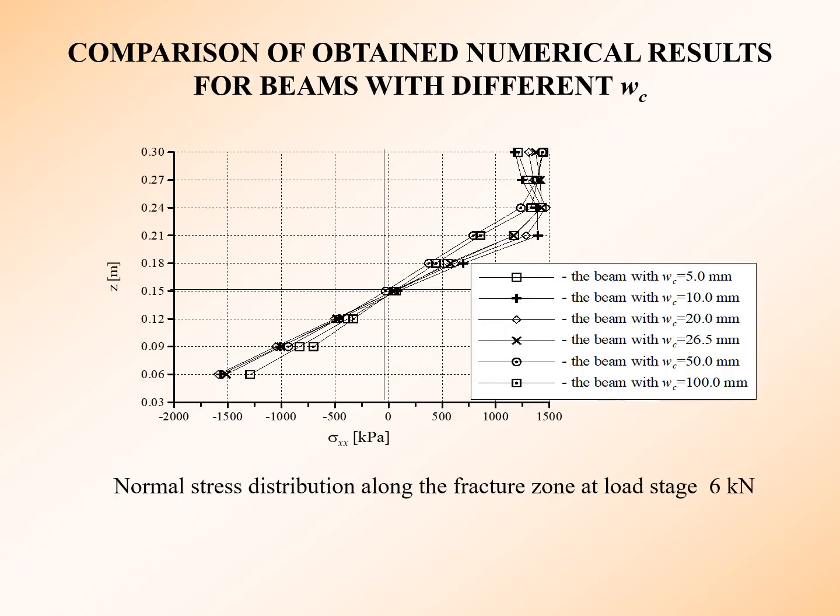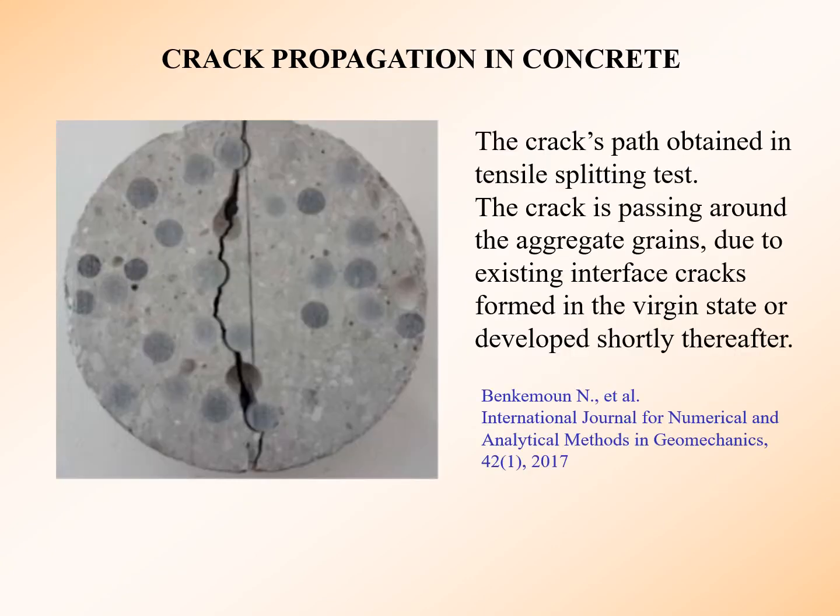The obtained diagrams of normal stress distribution along the fracture process zone showed the differences when changing the width of fracture process zone. When observing crack path obtained in tensile splitting test, we can see that crack is passing around the aggregate grains. It suggests that aggregate influenced the process of crack formation.